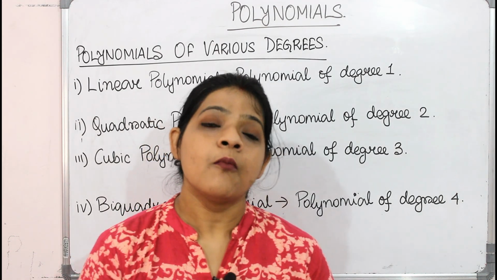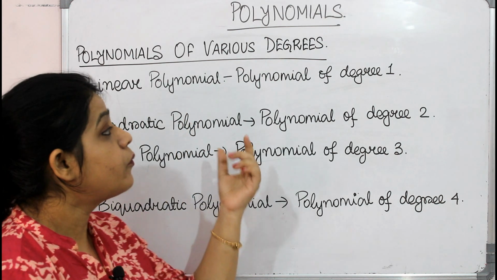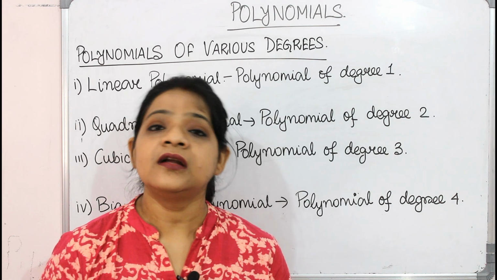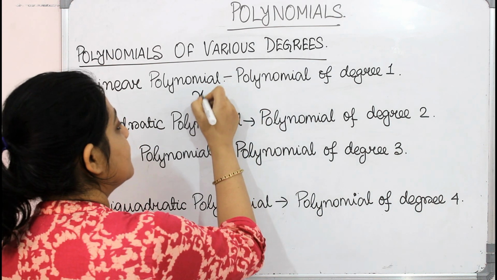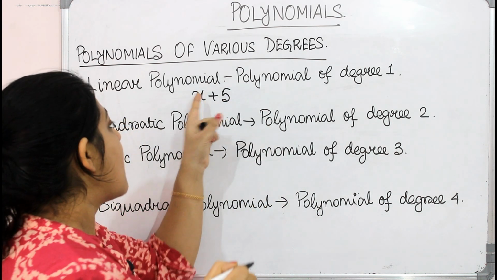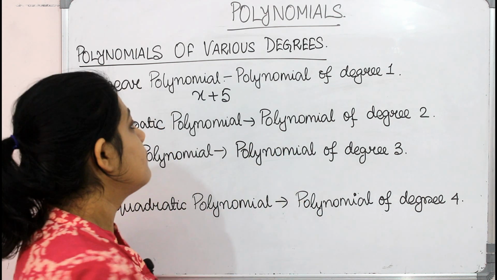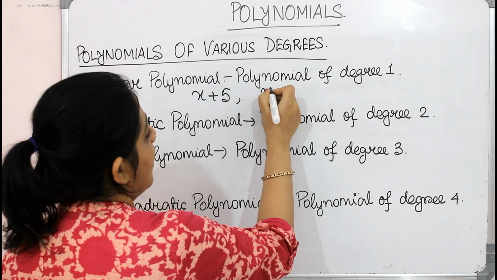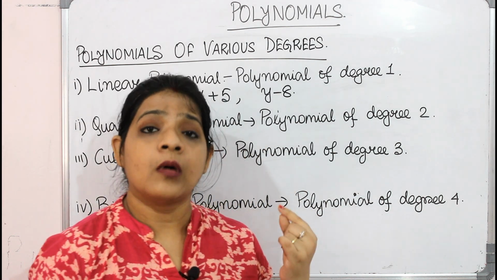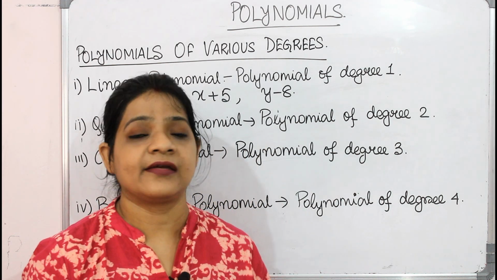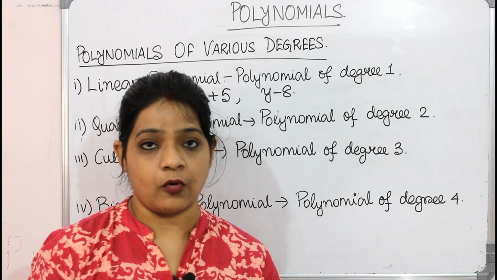Based on degrees, polynomials are divided into types. First is the linear polynomial. A polynomial of degree 1 means the highest power will be 1. For example, x plus 5. Here the power of x is 1, that is x to the power of 1. Then again I will take an example, y minus 8. It has a variable with the highest power of 1. So these types of polynomials are known as linear polynomials.